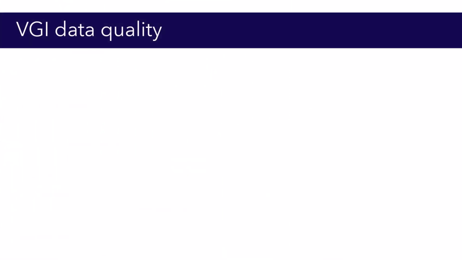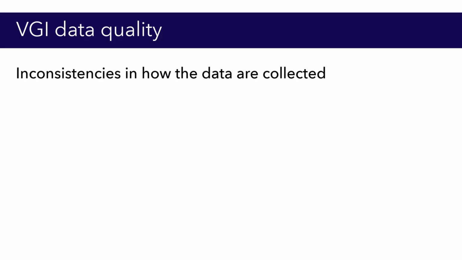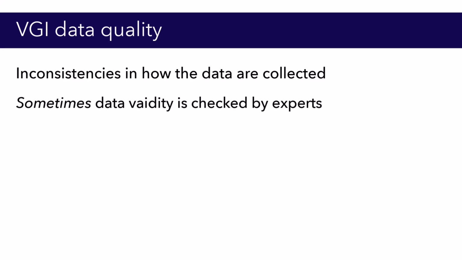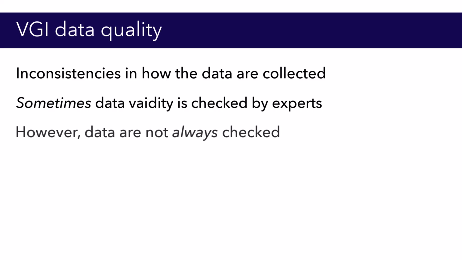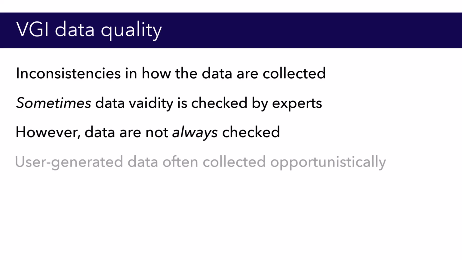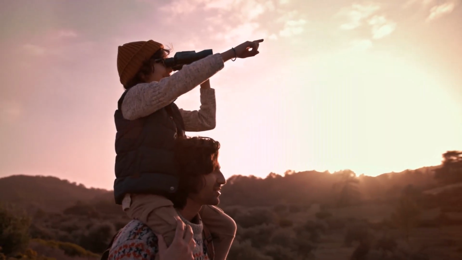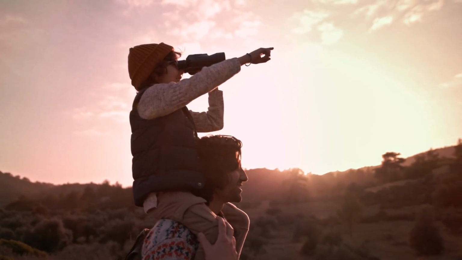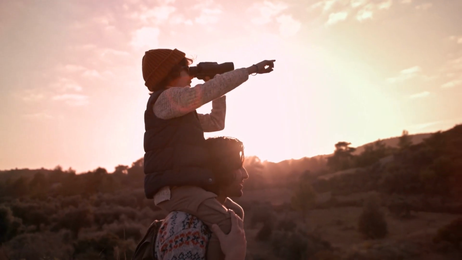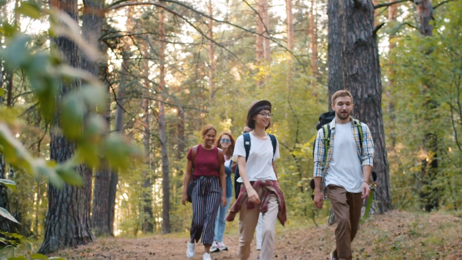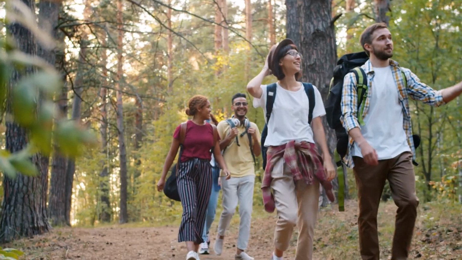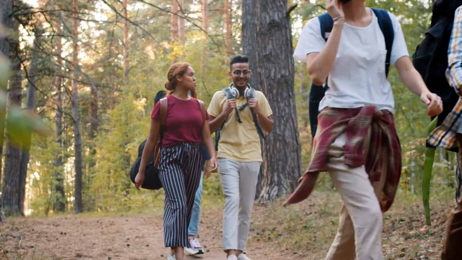With VGI, data quality can also be compromised by inconsistencies in how the data were collected or identified by different users. Sometimes the contributed data are checked by administrators or experts to control for validity. However, there are also factors that would not necessarily be flagged by experts. For example, many times user-generated observations are collected opportunistically, meaning that the data are collected because an opportunity presented itself rather than there being a systematic sampling effort or design in place. For instance, popular hiking trails tend to have many more contributed observations than less populated areas.